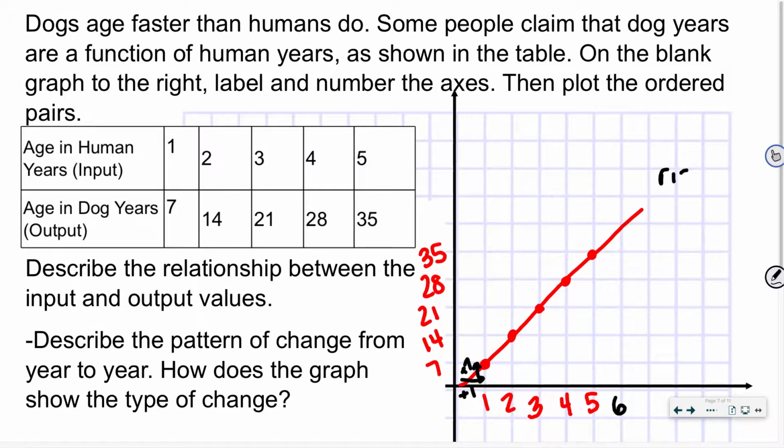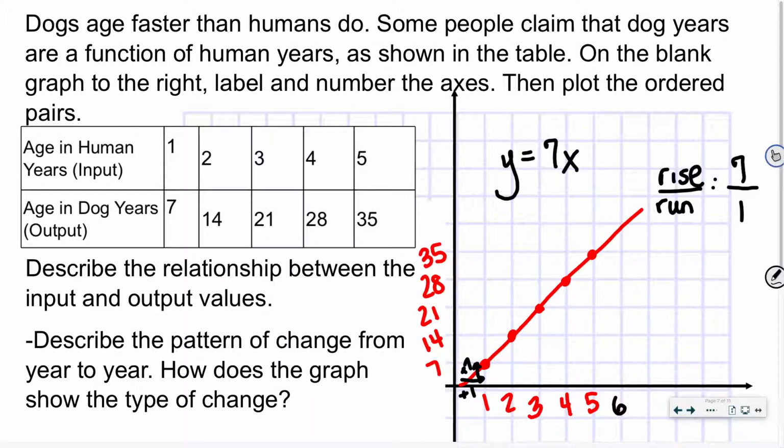My rise over run: my rise would be 7, my run would be 1. For every 1 year, I'm increasing 7 dog years. Could I write an equation for this? What is the equation for this function? y equals 7x.